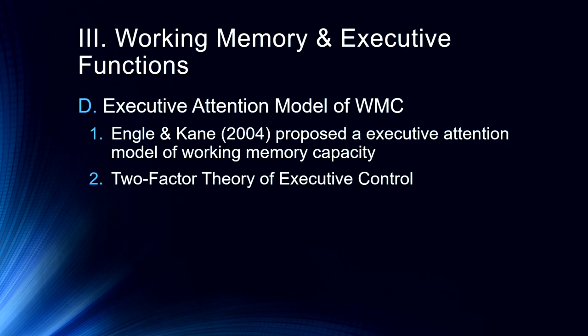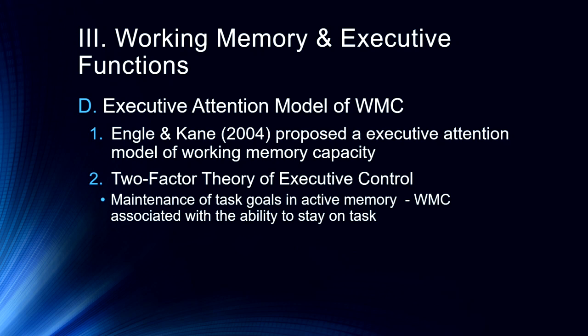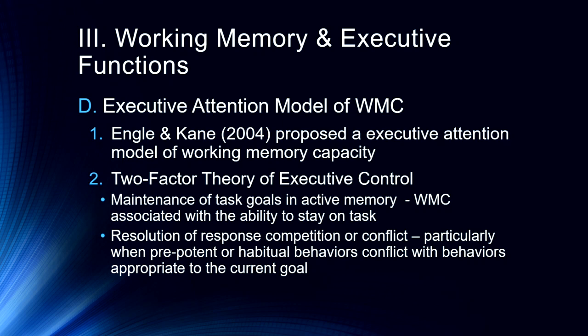What Randy Engle and his colleagues have come up with is this two-factor theory of executive control. That is, the maintenance of task goals in active memory. Working memory capacity is associated with the ability to stay on task. And so maintenance of what it is you're supposed to be doing is an important part of working memory capacity. One of the things many of us are finding during this high-stress quarantine COVID-19 problem is staying on task. Well, that's because, as we'll talk about a couple of lectures from this one, under stress, cortisol really zaps our ability to function, particularly in terms of our working memory capacity. It reduces it dramatically. The other factor involved in executive control is resolution of response competition or conflict.